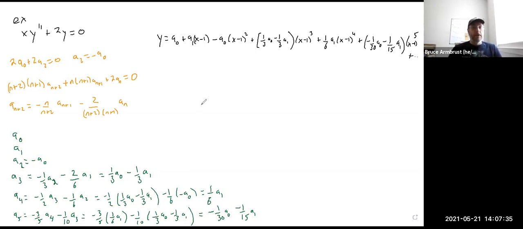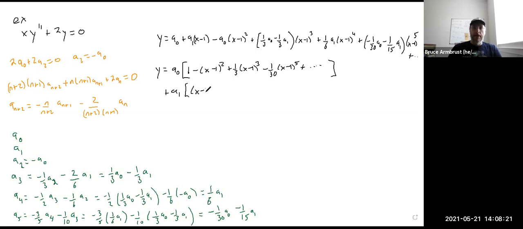So remember what we want to do though, is we want to split this into the pieces that have the a naughts and the a ones. So if we look at the ones that have a naught, we're going to get 1 minus x minus 1 squared. Now this next piece has both a naughts and a ones, but we're just going to take the a naught part. So we're going to get plus 1/3 x minus 1 cubed. The fourth does not have an a naught, but the fifth does. Then I get minus 1/30 x minus 1 to the fifth plus dot, dot, dot.